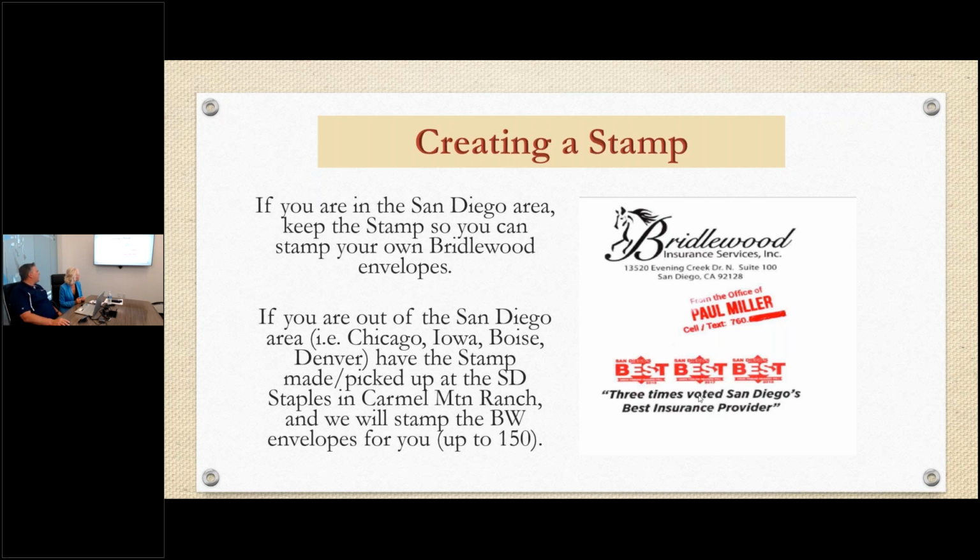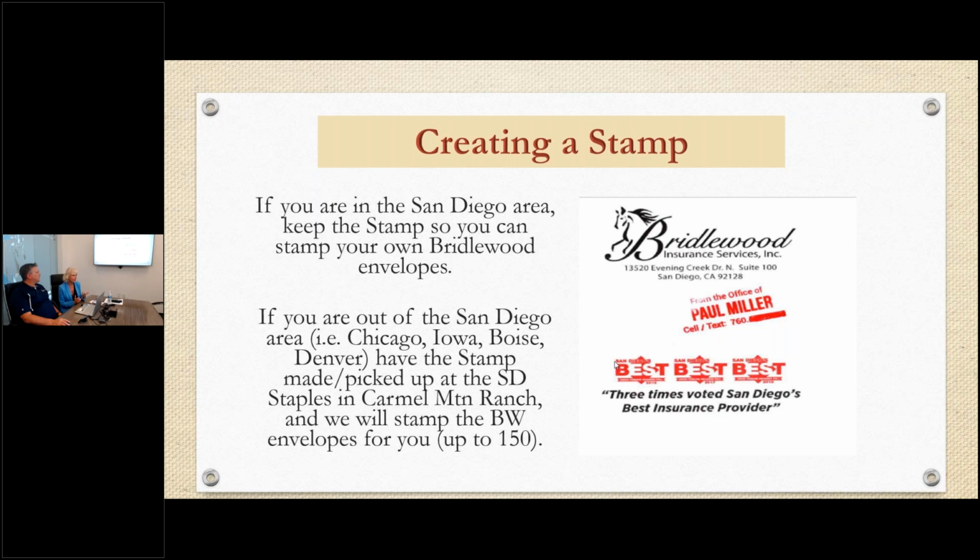Kim, we do it up to 150. So if you're in the San Diego area here, you can just stop by the office and pick up a box of Bridalwood envelopes, just the generic regular Bridalwood envelopes that you see in the picture here, minus that stamp. And when you get your stamp created, you're just going to go through and stamp each of those envelopes and then bring that back to us along with your printed newsletter, and we will put it through the machinery.